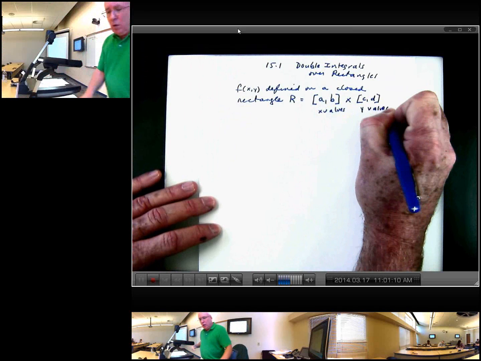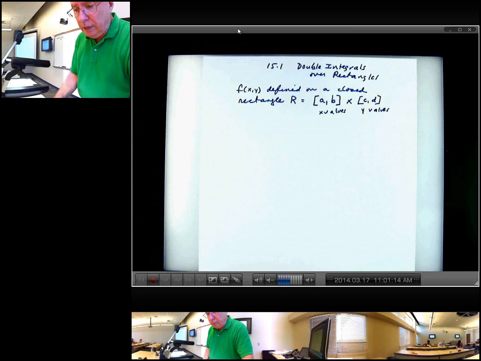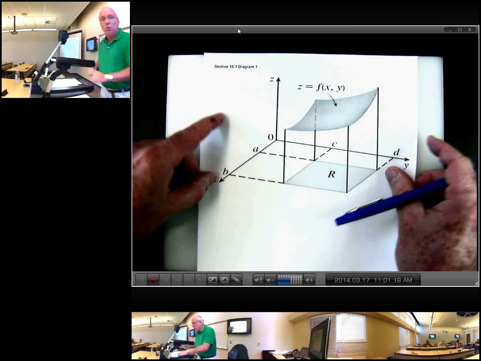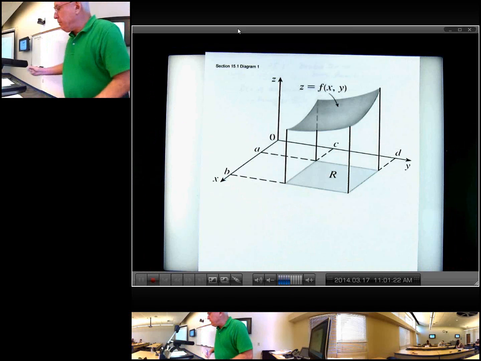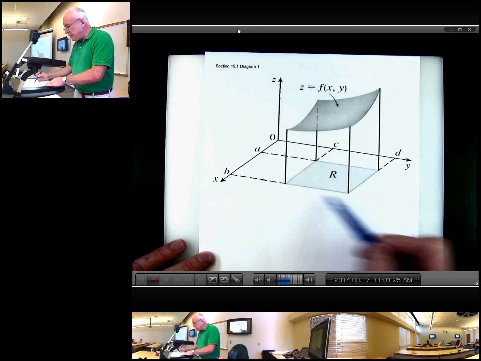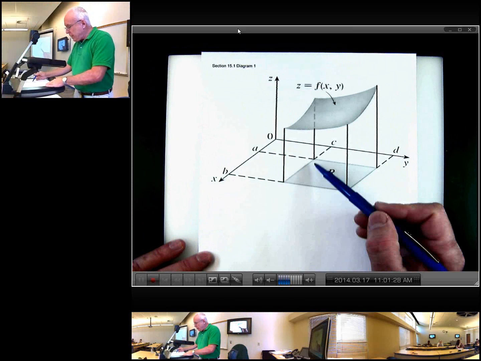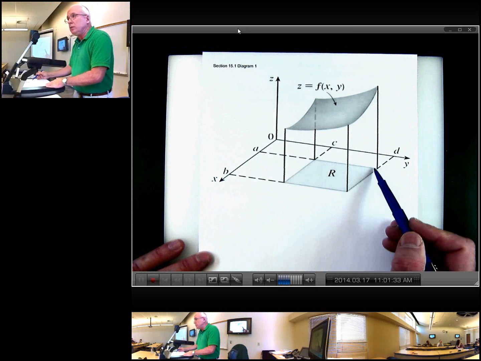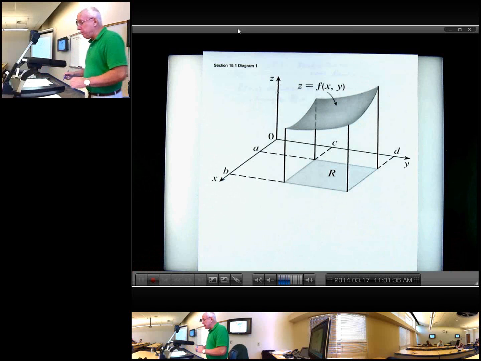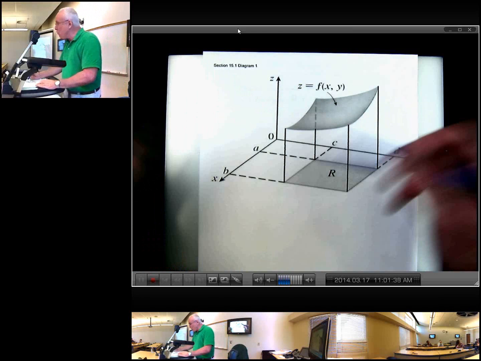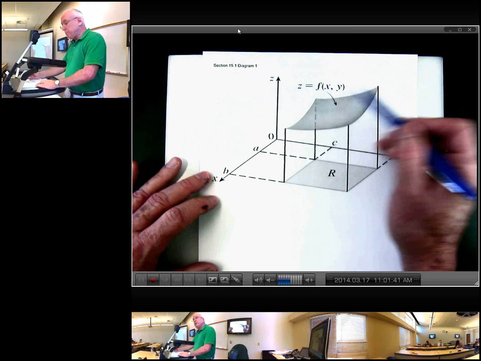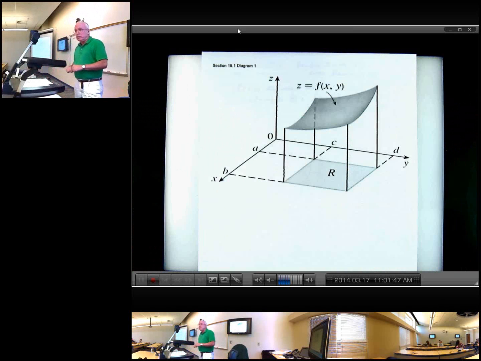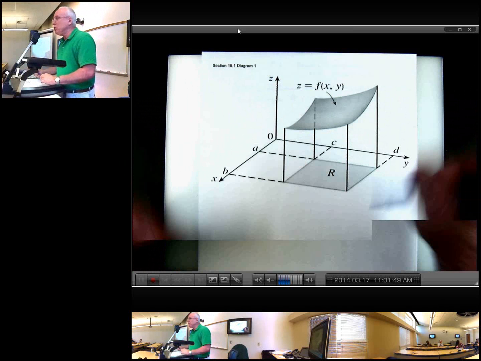All right. So what we're talking about here, here's a little diagram. Right here we have our coordinate system, x, y, z. This is our rectangle. It's on the xy plane. Our x values go from a to b, and our y values go from c to d. So they form a rectangle in the xy plane. And then floating somewhere over that is our function of 2 variables, f of x, y, on our z-axis. All right? So that's the kind of thing we're talking about integrating.